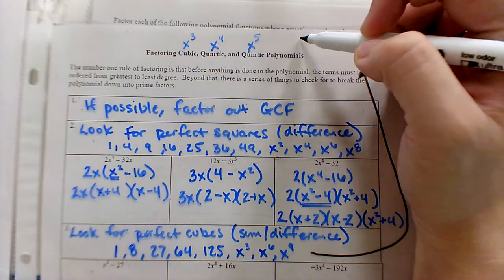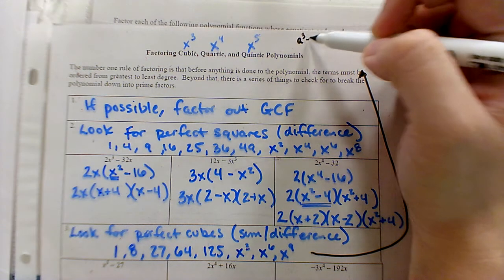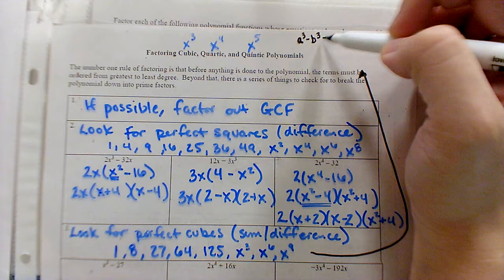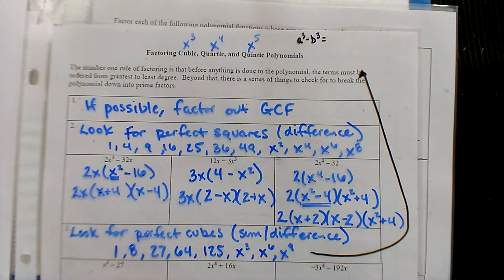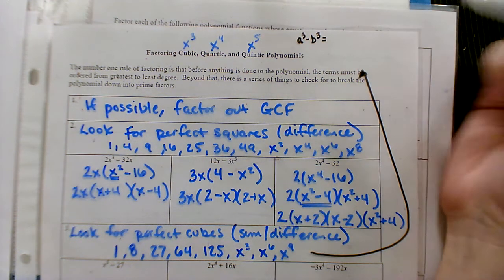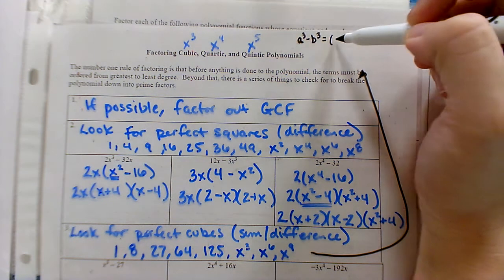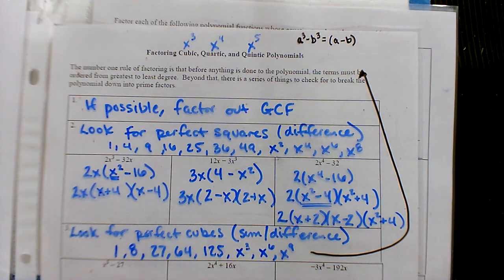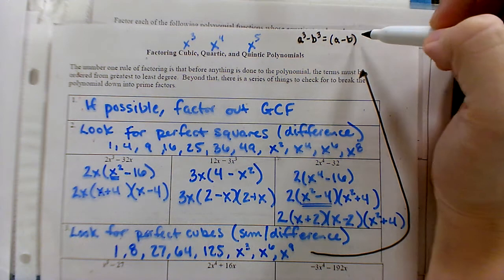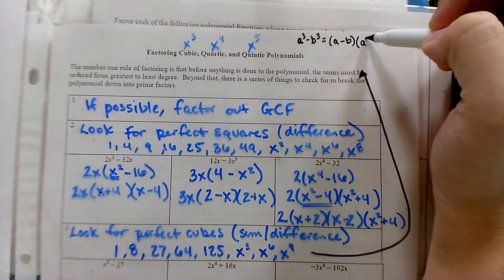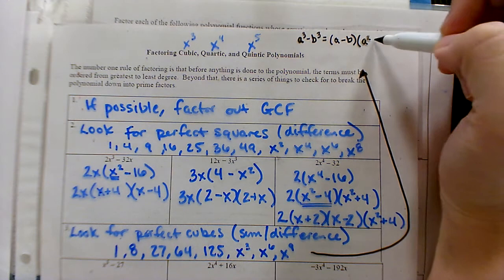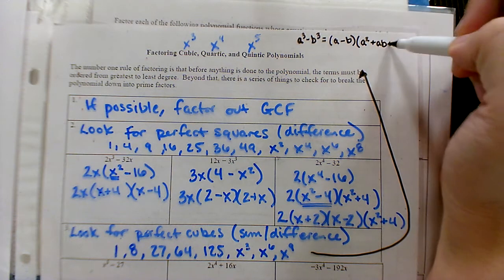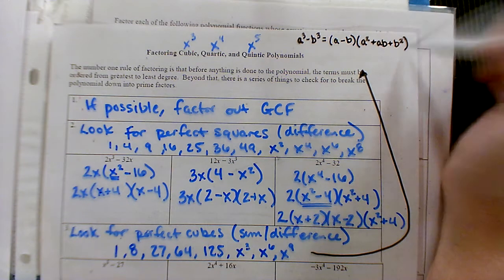So let's say that we have a difference of perfect cubes. We'll say a cubed minus b cubed, whatever a and b might be. They could be numbers, they could be variables. We specifically factor that difference as such. We have one factor as a minus b, and then the remaining factor is a little strange: a squared plus ab plus b squared.